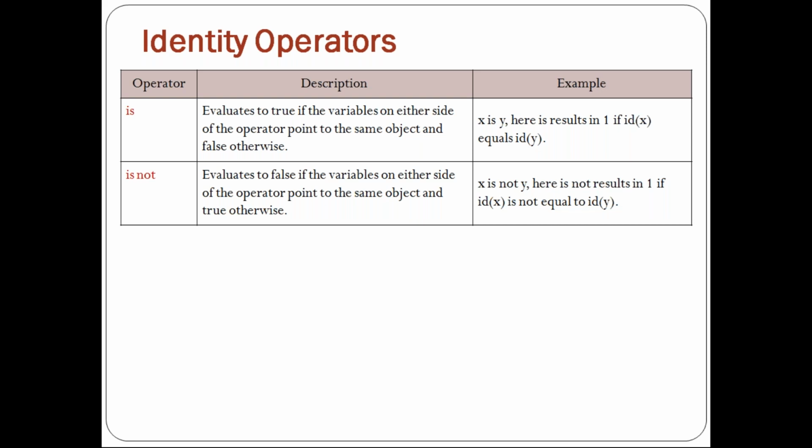Whenever an object is created, it will have some reference number. Instead of calling them addresses, we call them references. That reference value will be given by the ID. ID is going to be a method here. If the two operands have the same reference value, then it will return the truth value as true. Both are identical. Otherwise, it will return false. And is not is the reverse of the is operator.